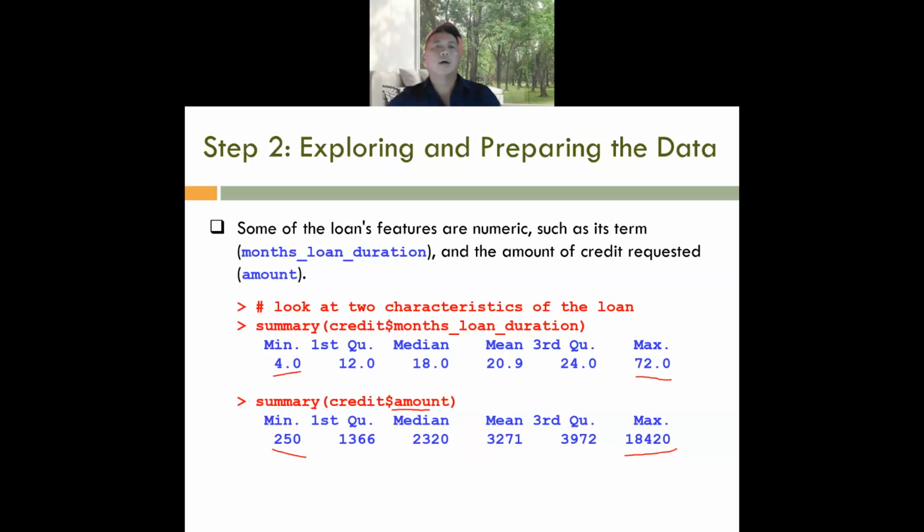18,420. So the summary function here is just to give you descriptive statistics of a certain column that you have in your data set. This is performed for the amount. This is performed for the month loan duration.